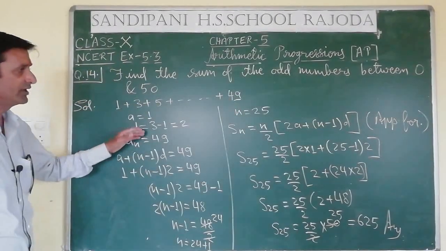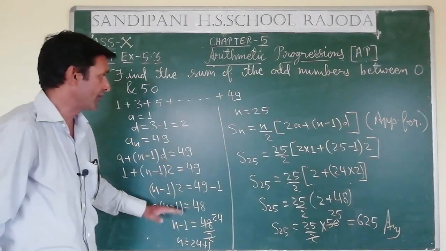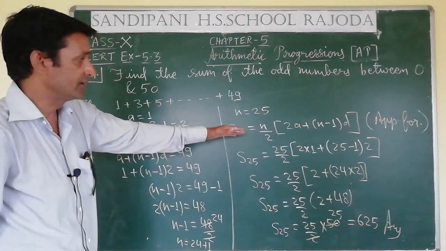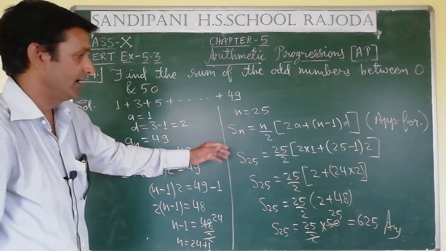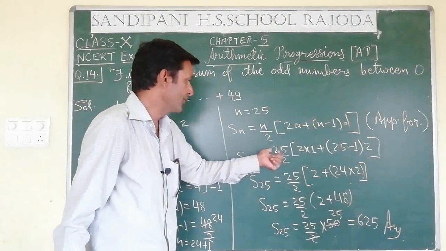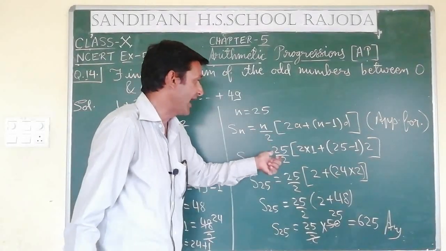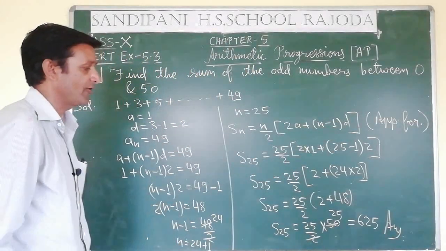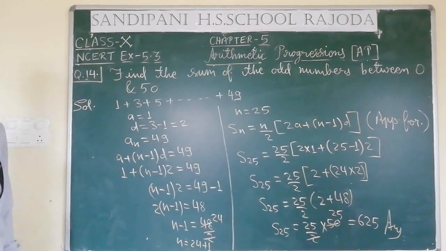So it is only the complex situation that we have to find the value of n here, and afterwards we have to proceed with the formula of sum of n terms. And in sum of n terms we have to put the value of n, a and d here respectively for getting the sum of 25 terms, that is 625.